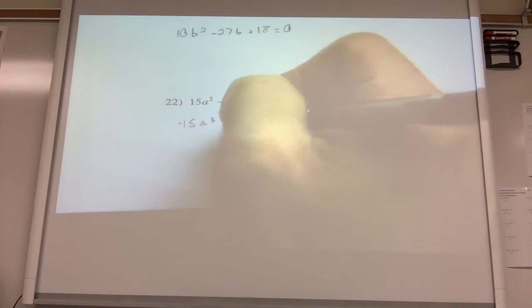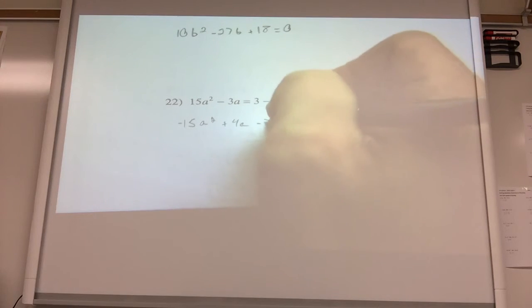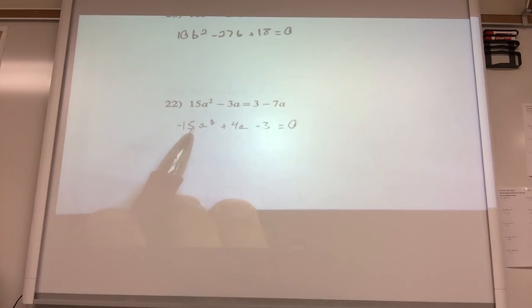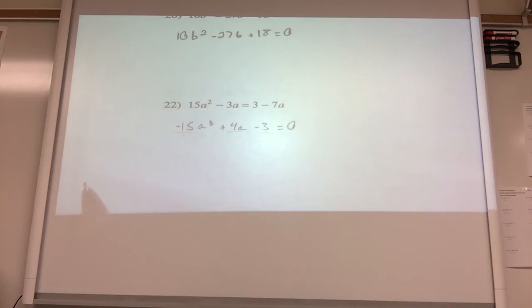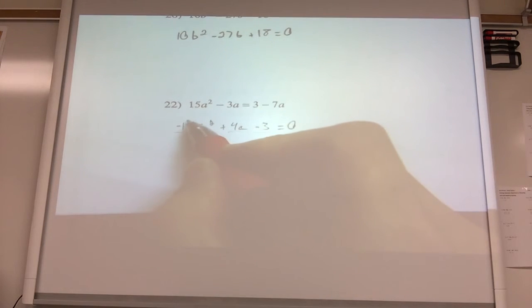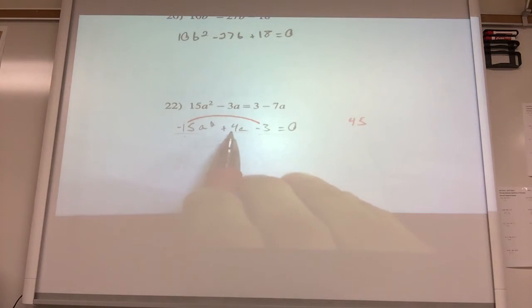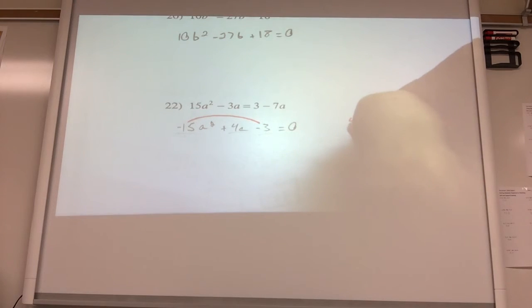So this one's going to be plus 4a minus 3 equals 0. So again, you set it equal to 0. If you can, factor out. So look at the terms here, because a is bigger than 1. If the terms are all divisible by that a value, factor it out. In this case, it's not. So you can actually begin by multiplying the a and the c term. So negative 15 times negative 3 is positive 45. So what I'm actually trying to do now is look for two numbers that multiply to be 45 but add to be 4. So all the numbers that could be multiplied to be 45.